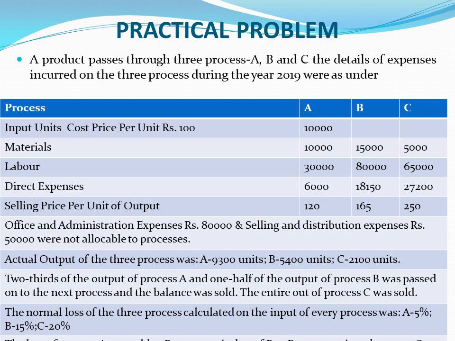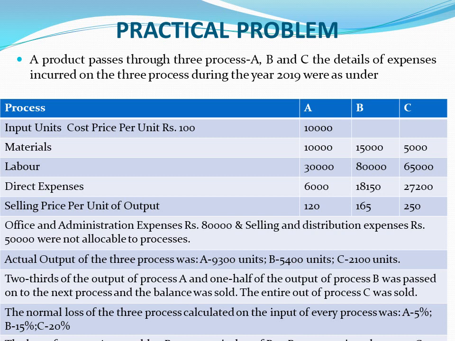Materials: process A 10,000, B 15,000 and C 5,000. Labor expenditure: process A 30,000, process B 80,000 and process C 65,000. Direct expenses: process A 6,000, B 18,150, C 27,200. Selling price per unit of output: 124 for process A, 165 for process B, and for C this is 250. Additional information is as given.